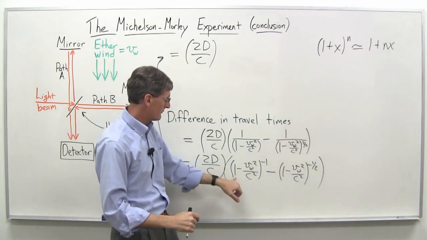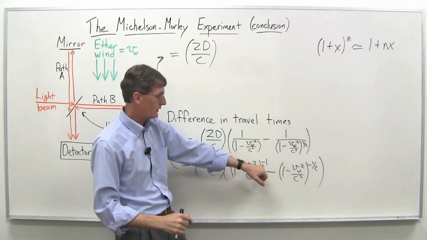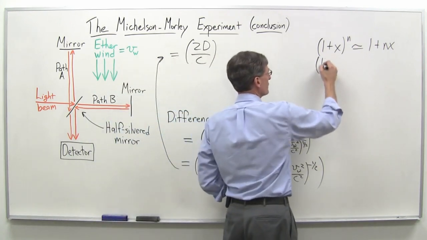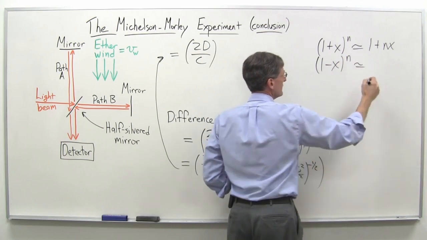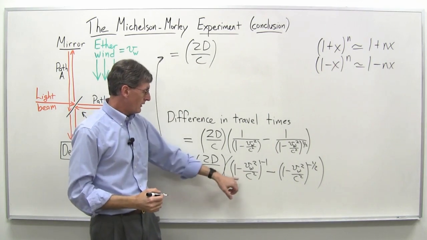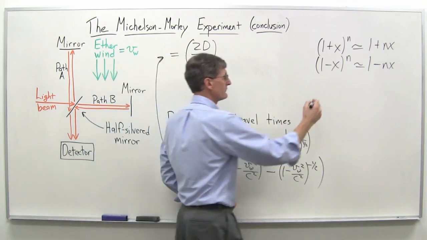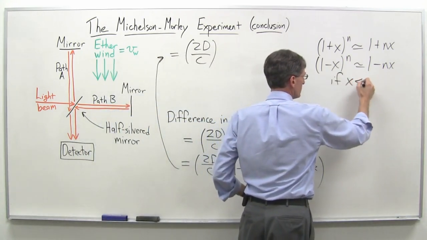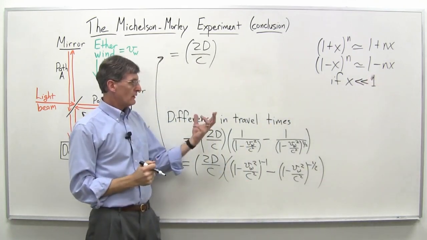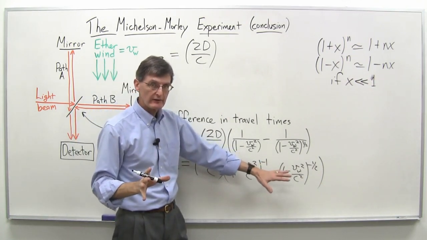So either way works. I've got 1 minus something to the negative 1 power. So in this case, n is negative 1, x is VW squared over c squared, and then just a minus sign instead. So I can do this: 1 minus x to the n is approximately equal to 1 minus nx, where n can be positive or negative. So, is this thing here much less than 1? This only works, just to remind you, if x is much less than 1. Well, think about this a minute. We mentioned the supposed velocity of the ether wind, 30,000 meters per second.